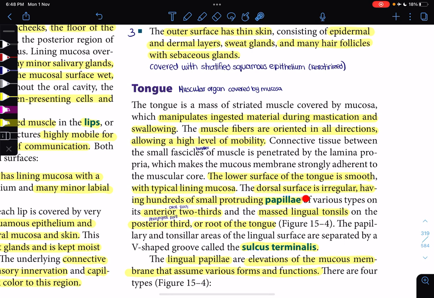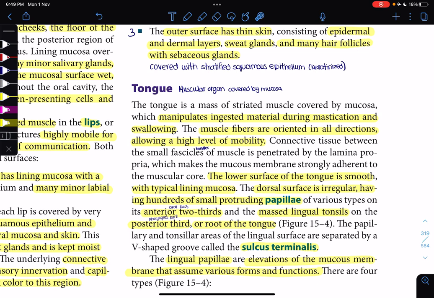The dorsal surface is irregular, having hundreds of small protruding papillae of various types on its anterior two-thirds. Now, the anterior two-thirds of the tongue is called the oral part, and then the pharyngeal part, which is the posterior third. So the tongue is divided into thirds. The anterior two-thirds is the oral part, while the posterior one-third is called the pharyngeal part.